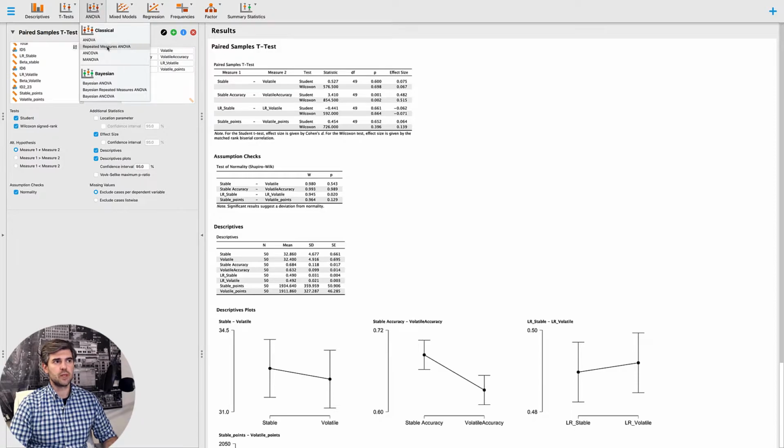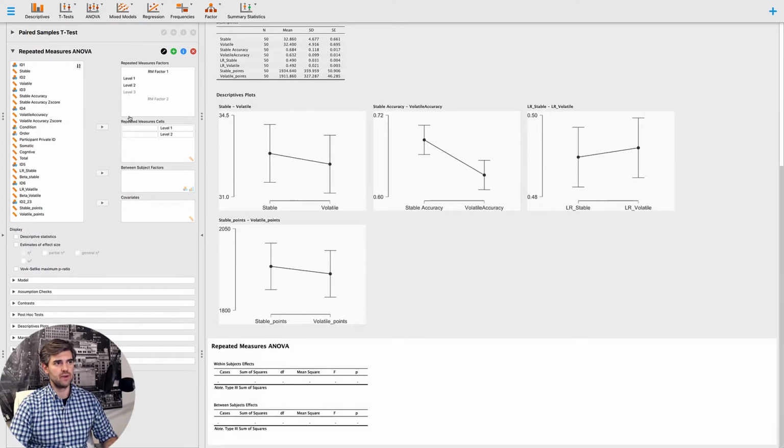So to do this, we're going to go to a repeated measures ANOVA, and I'm going to say the environment, which is stable or volatile, and under order, I'm going to move that as a between subjects factor. And what that means is that we want to account for that difference between our participants. Our repeated measures cells, however, are the stable accuracy and the volatile accuracy.